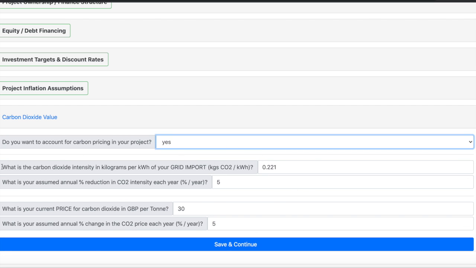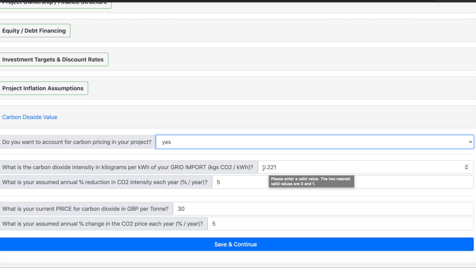So the first is, what's the carbon dioxide intensity in kilograms per kilowatt hour for your grid import? So whichever country you're looking at, we need to know right now what is the carbon intensity of that country. So at the moment in the UK, when we're making this video, it's about 0.221 kilograms per kilowatt hour that you use from the grid.